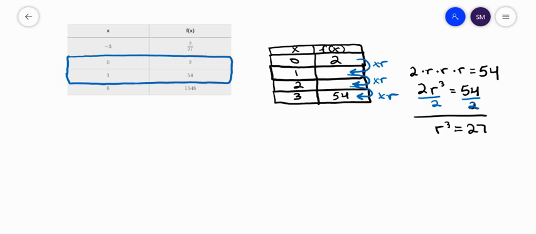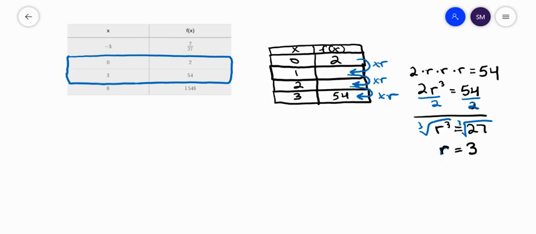Now I can either guess and check to find r here, so I can cube different numbers and see if they give me 27, or I can take the cube root of both sides, and the cube root of 27 is 3. So that means my rate is 3.